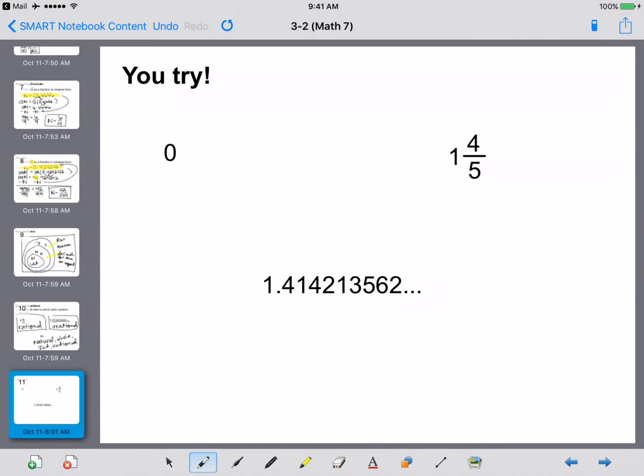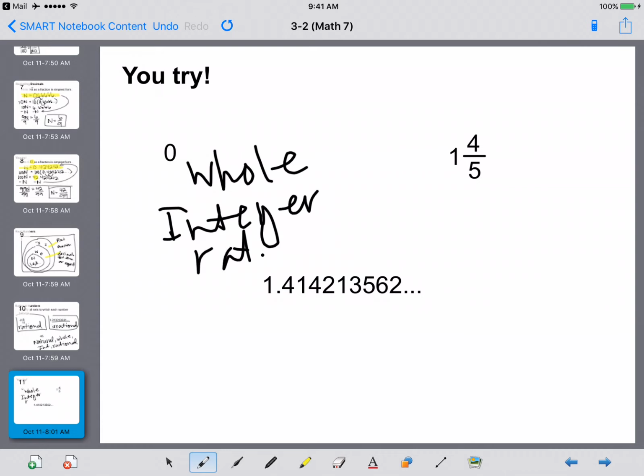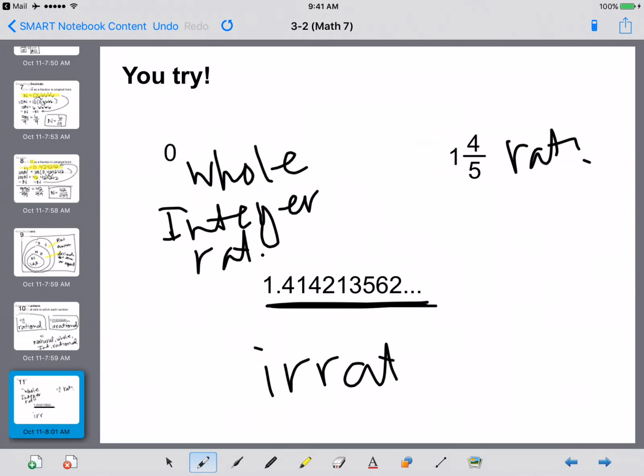So you can go ahead and try these two here. 0, we know, boom, 0 is a whole number. So then that means it's also an integer and rational. 1 4/5, that's a fraction, so it's rational, and that's it. And down here, there's no pattern and it doesn't terminate, so it is irrational.